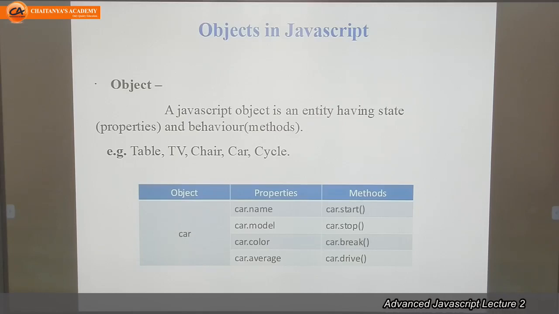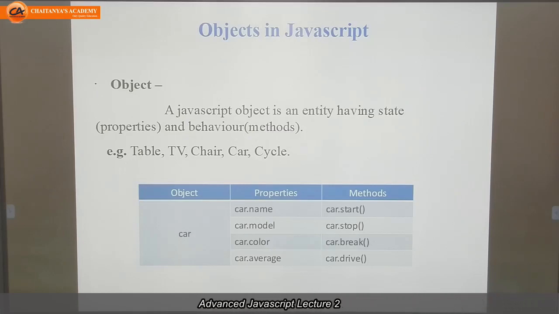What is meant by object? An object is any entity having state, meaning properties, and behavior, meaning methods. Whatever we are going to deal with this object, those are properties or methods. An object can group data together with the functions needed to manipulate it.